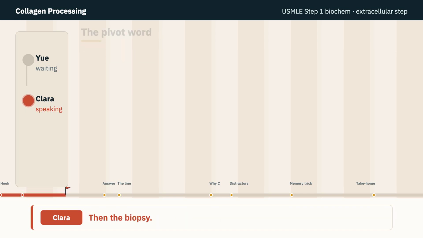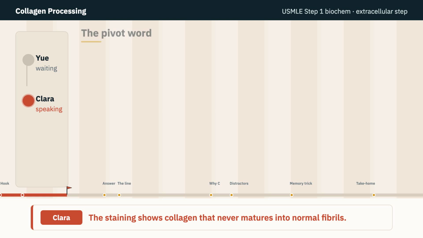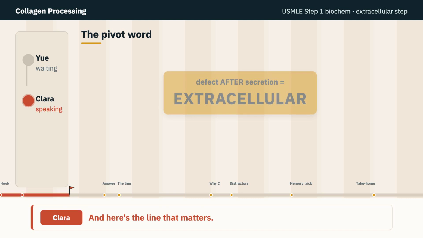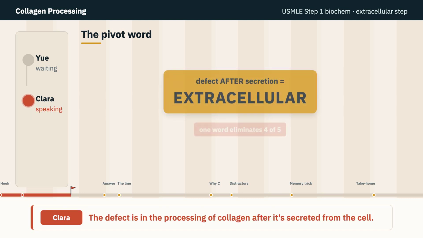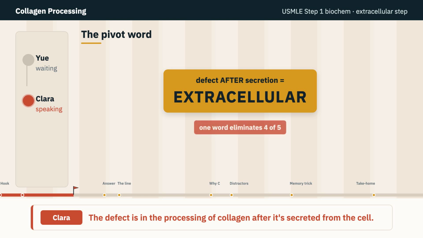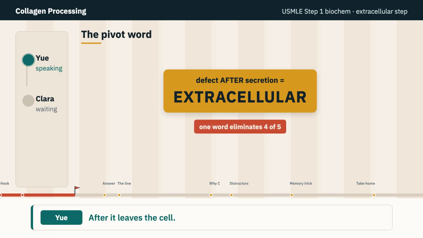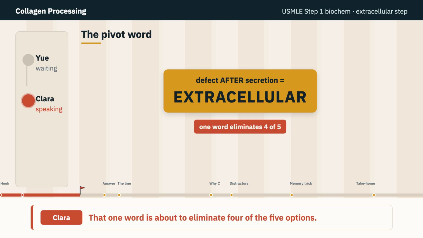Then the biopsy. The staining shows collagen that never matures into normal fibrils. And here's the line that matters. The defect is in the processing of collagen after it's secreted from the cell. Oh, after it leaves the cell. After it leaves the cell. That's the word, extracellular. Underline it. That one word is about to eliminate 4 of the 5 options.